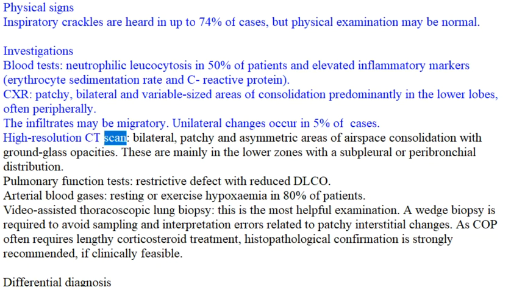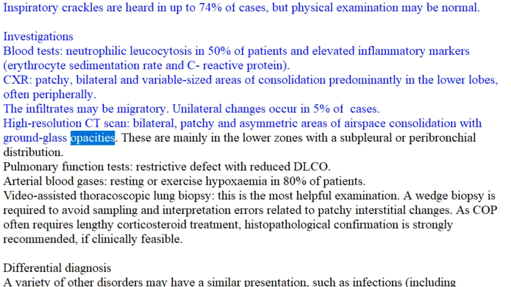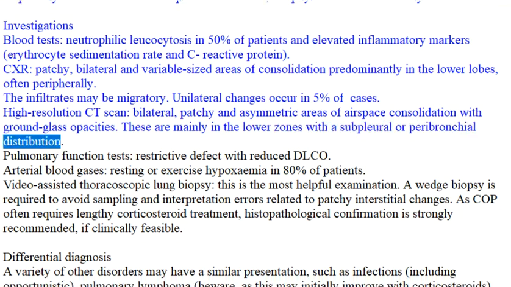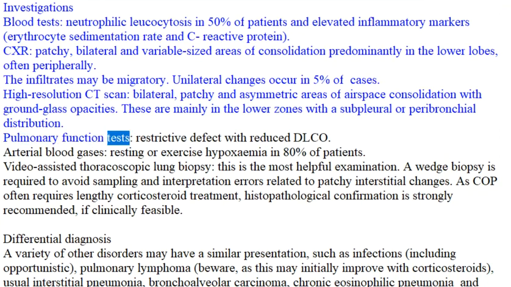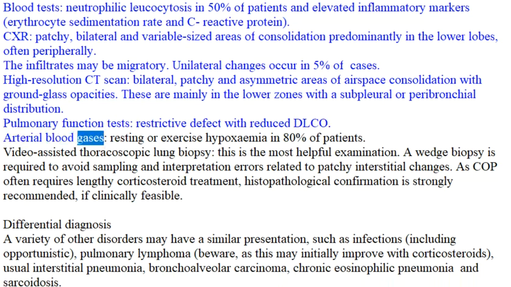High-resolution CT scan: bilateral, patchy, and asymmetric areas of airspace consolidation with ground glass opacities. These are mainly in the lower zones with a subpleural or peribronchial distribution. Pulmonary function tests: restrictive defect with reduced DLCO. Arterial blood gases: resting or exercise hypoxemia in 80% of patients.